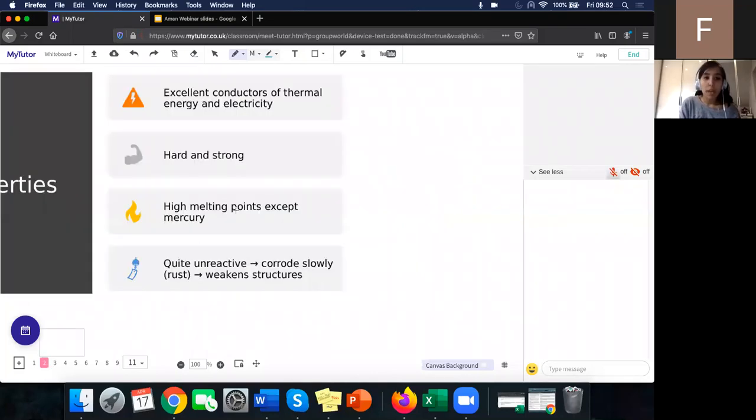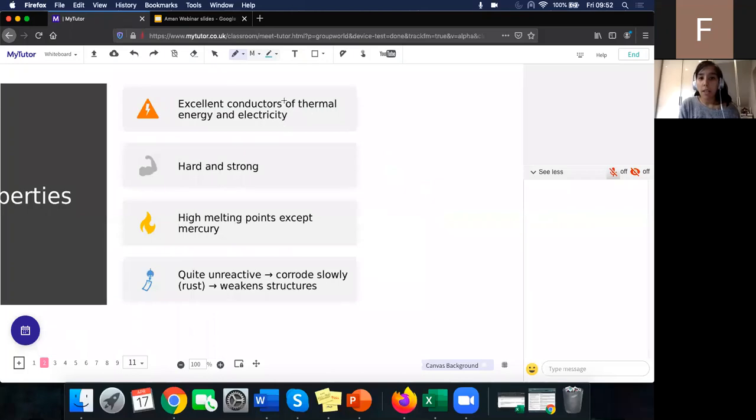So if we go back, we've talked about how they're excellent conductors of thermal energy and electricity, and remember that's because of the delocalized electrons. The delocalized electrons are able to move, so they can carry a charge. It's really important, by the way, in exam questions that you say that the electrons can carry a charge. We say that they're hard and strong because of that strong electrostatic attractive force between the delocalized electrons and the cations. And they've got high melting points, except Mercury.